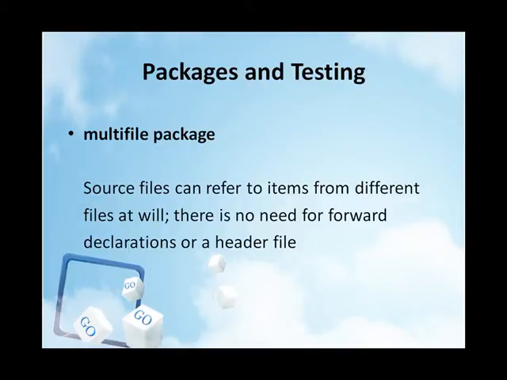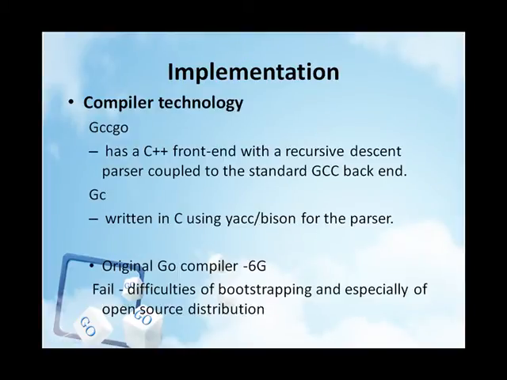Implementation in Go. What compiler technology is used to build the compilers? Gccgo has a C++ front end with a recursive descent parser coupled to the standard GCC backend. Gc is written in C using Yacc and Bison for the parser. Although it's a new program, it fits in the Plan 9 C compiler suite and uses a variant of the Plan 9 loader to generate ELF binaries.